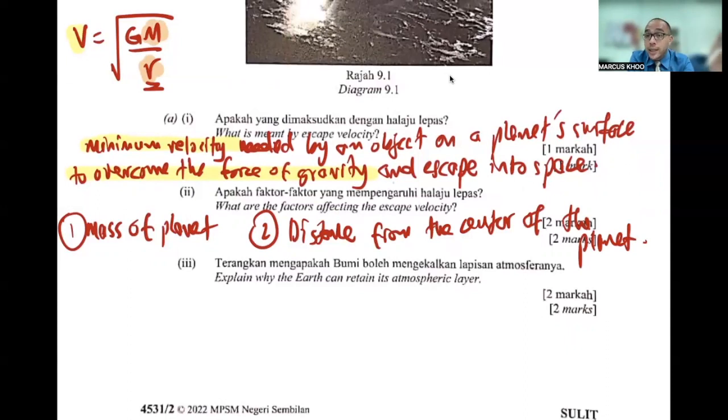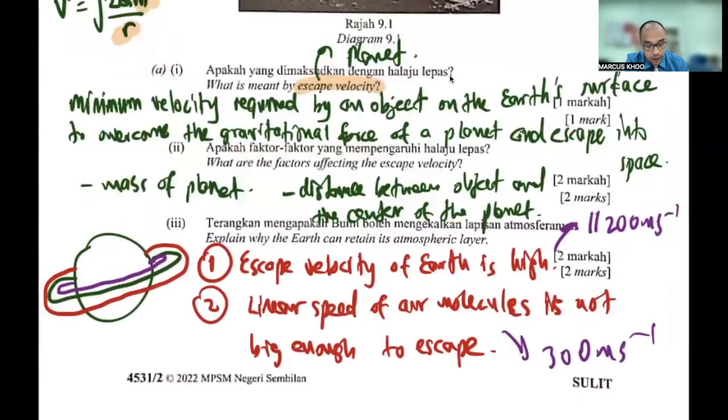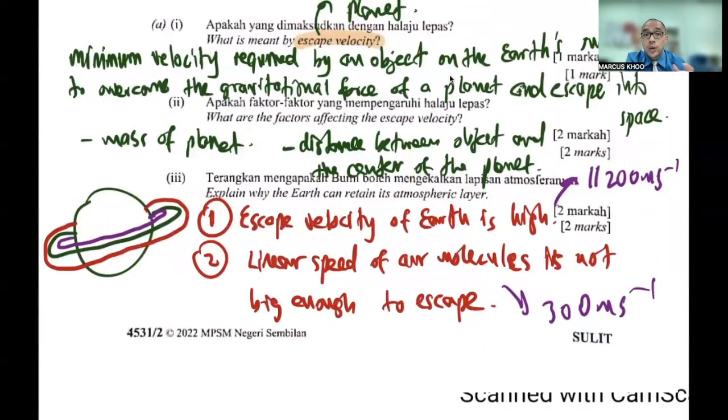So I explained why the Earth can retain its atmospheric layer. This is probably the same reason why the rings of Saturn can maintain there. It's because the rocks or whatever make up the rings of Saturn haven't gotten enough speed to escape the planet Saturn. So in a way, the Earth is the same thing.